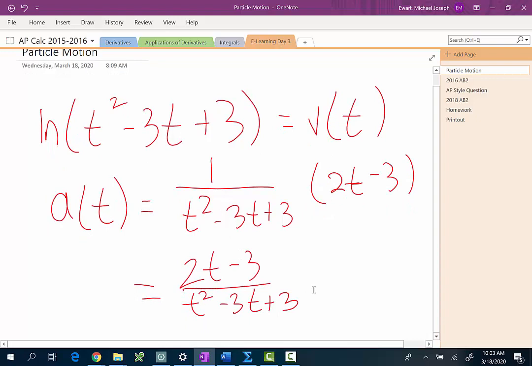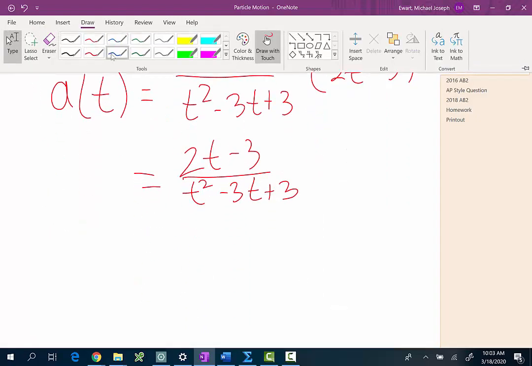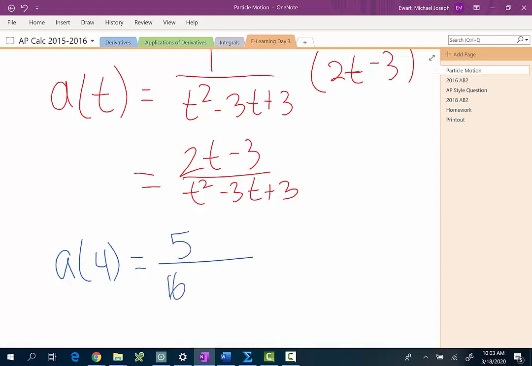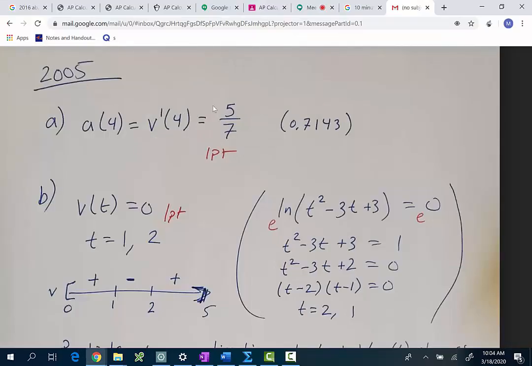I'm going over this because I wouldn't be surprised if on the AP exam they ask you to do something like this. You're absolutely going to have to do something like this at least somewhere. So a of 4 would equal 2 times 4 is 8, 8 minus 3 is 5, over 4 squared is 16, minus 3 times 4 is 12, plus 3, and that gives us 5/7. So even though this was a calculator question, you could definitely practice parts A and B non-calc as well. On your calculator you might have gotten it as a decimal, 0.7143.